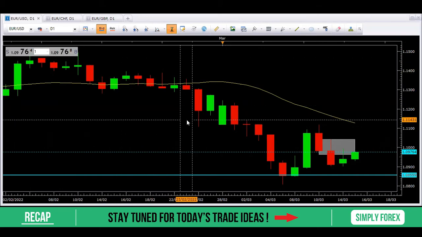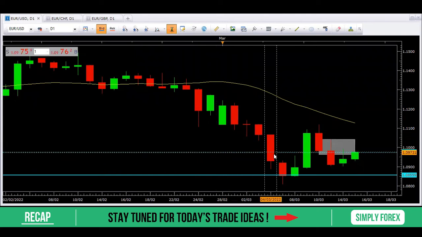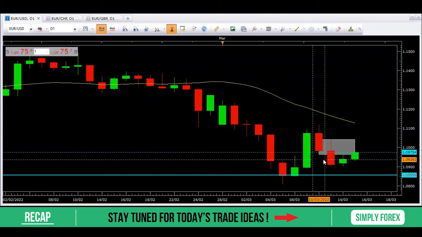The first one was the euro US dollar, and we were looking to short this market. We had these two candles here, both very bearish. We had this one and then followed by this one, and all we're trying to do is take price back down to this last low here. Okay, so that was the trade idea.